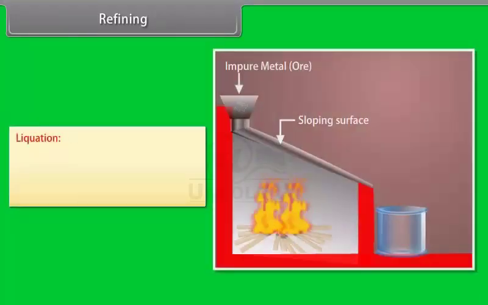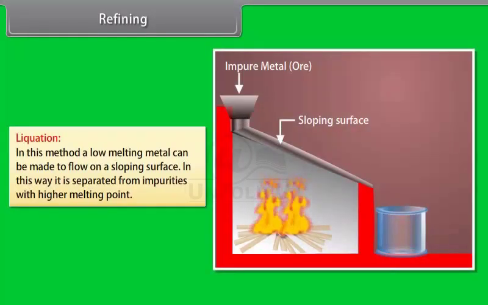Liquefaction. In this method, a low melting metal can be made to flow on a sloping surface. In this way, it is separated from impurities with higher melting point, for example, tin.